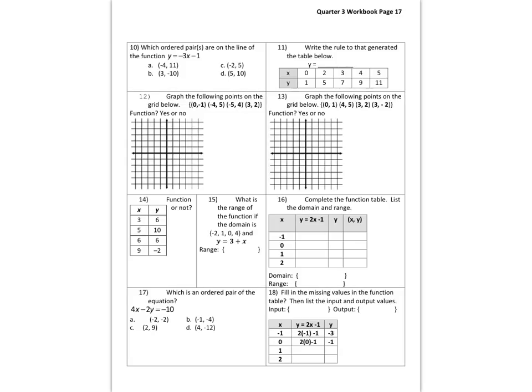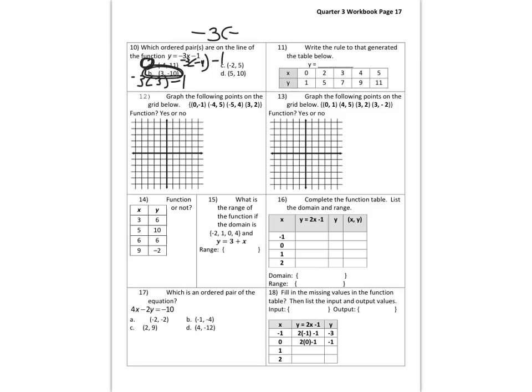So for A, I would say -3 times -4. What's that give me? +12 minus 1. Does that give me 11? Yes, so that works. I'm plugging in my x and my y. For this one, -3 times 3 minus 1. That gives me -9 minus 1 is -10. So that one works. Let's try C.